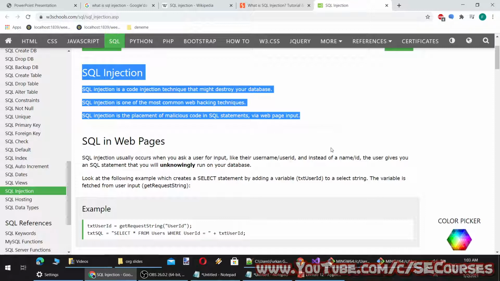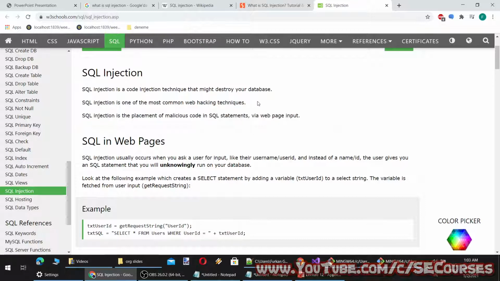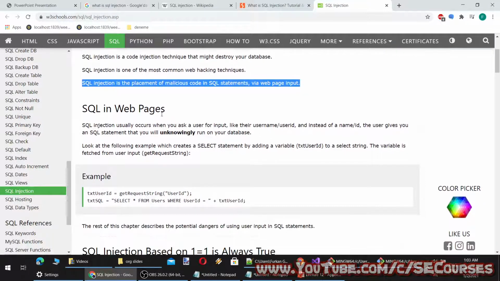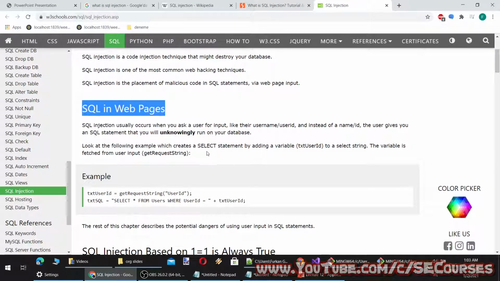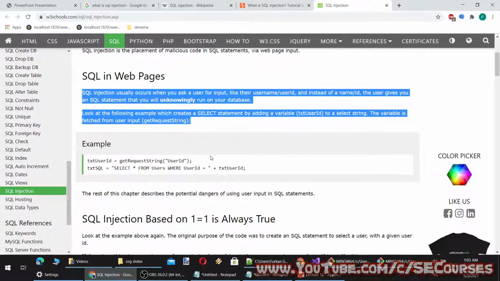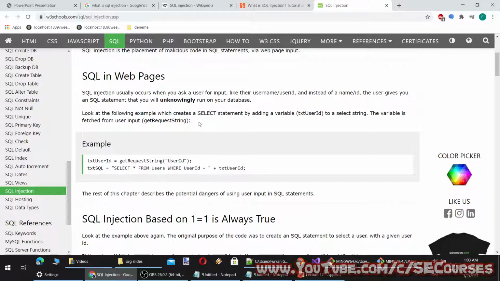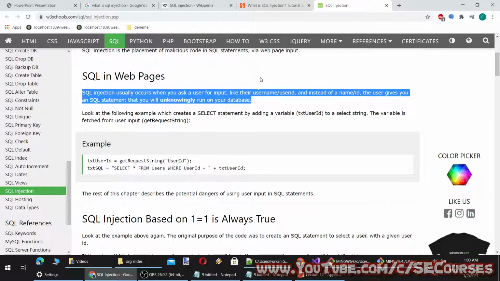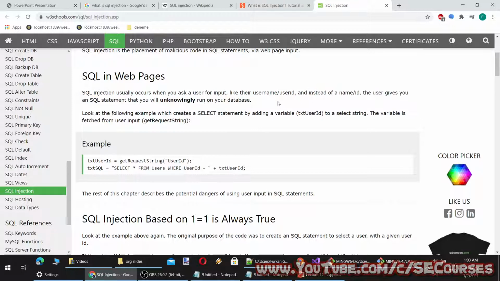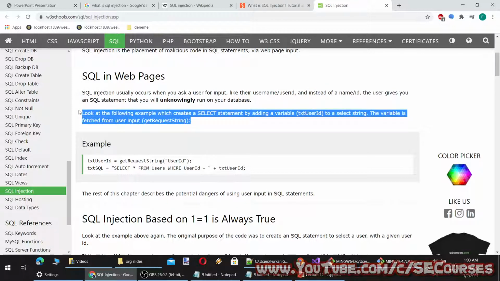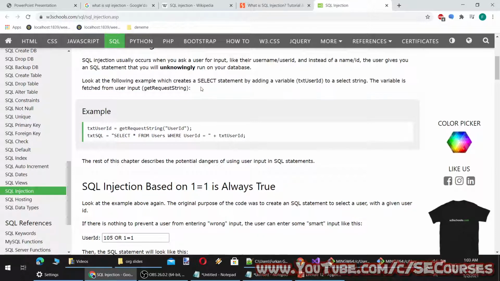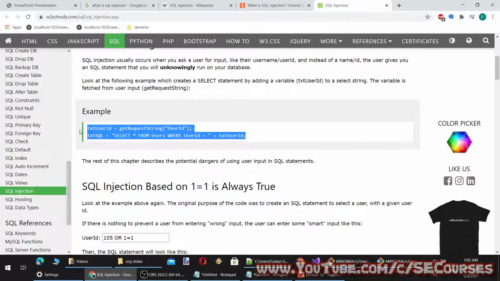SQL injection is a code injection technique that might destroy your database. SQL injection is one of the most common web hacking techniques. SQL injection is the placement of malicious code in SQL statements via web page input. SQL in web pages: SQL injection usually occurs when you ask a user for input, like their username or user ID, and instead of a name or ID, the user gives you an SQL statement that you will unknowingly run on your database. Look at the following example, which creates a select statement by adding a variable, txtUserId, to a select string. The variable is fetched from user input via the GET request string.